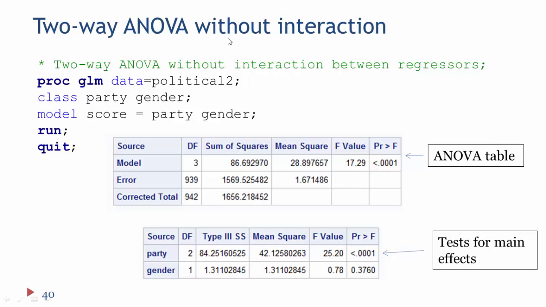This time we are not considering interaction between the regressors. This is how we write the model statement: score, your outcome variable, equal to party and then gender. These are the main effects, the two sources of variation. The ANOVA table is given here, and the test for individual significance of each of these regressors is given in this table. Here we get tests for main effects, and this one is the overall ANOVA table. We're going to interpret these two tables in the next few slides.